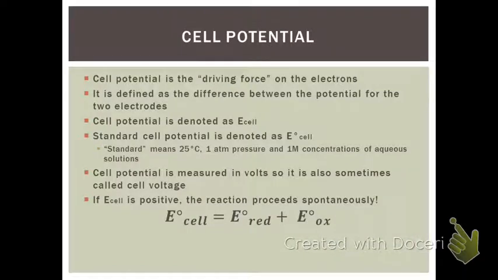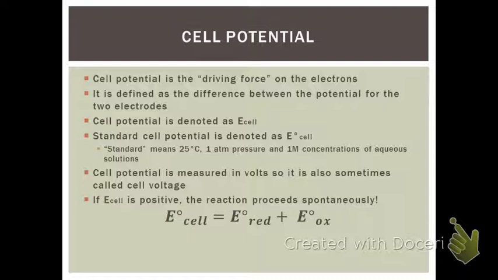Now, I told you it's not just enough to know how the cell works. You have to actually calculate the cell potential. The cell potential is the voltage that you produce as a result of putting the anode and cathode together. It's called the driving force of the electrons, and it's calculated as the difference between the two electrodes. We call cell potential E cell, and if it's standard cell potential, we write E naught cell.